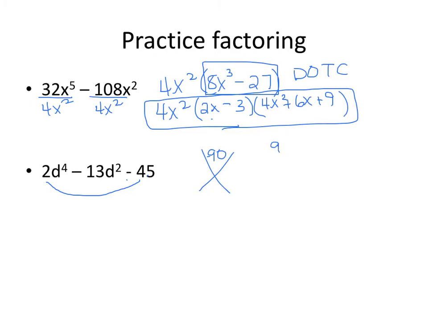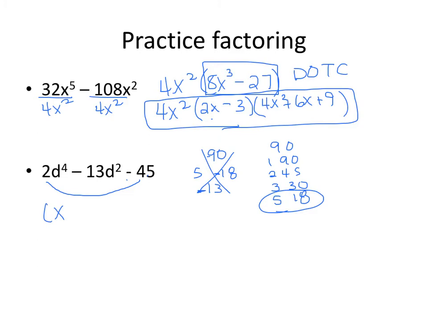So 90, that would be 1 and 90, 2 and 45, 3 and 30, 4, 5, what is that, 18? So those guys are our winners. So we're going to have 5 and 18. So that means the 18 has to be negative. 13's negative, so the 18's negative.